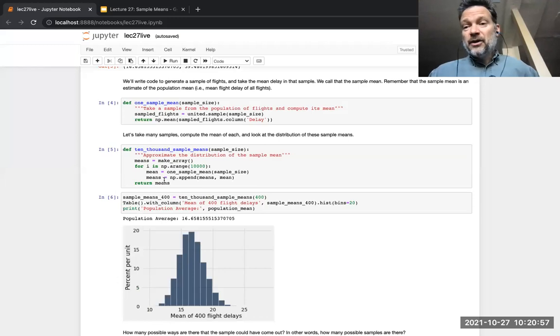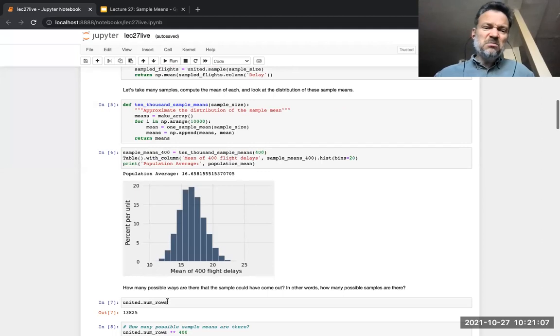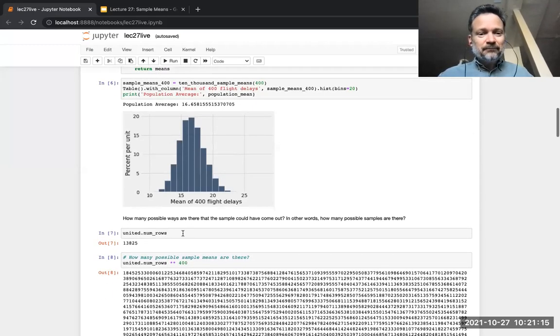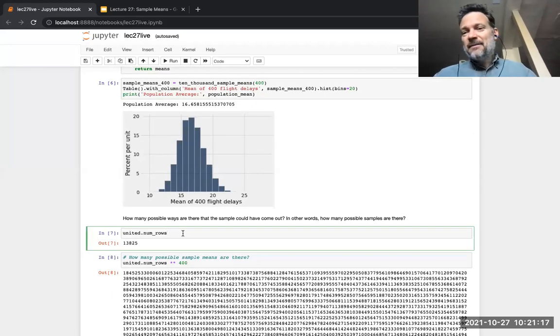Okay, so what we were doing on Monday is we then took 10,000 simulated samples and we looked at the histogram of those averages. And you got this approximately bell-shaped curve. Now, that's not all the possible samples. That's just 10,000 samples.